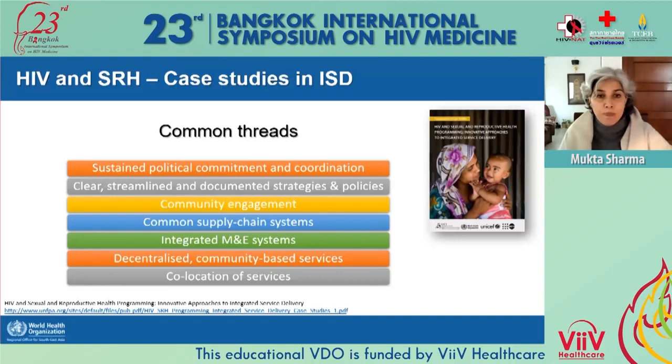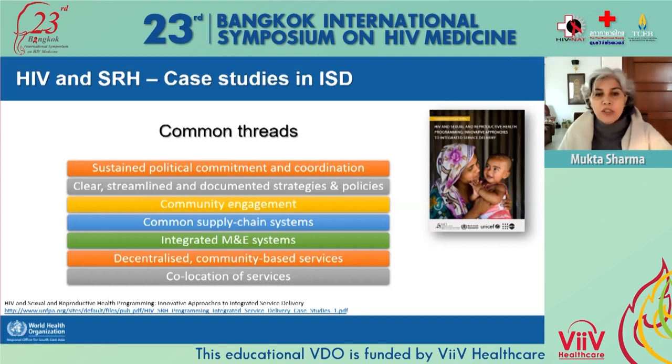And what we saw here was that what is common across both programs in order to build the integration was sustained political commitment and coordination, clear, streamlined, documented strategies and policies. So really writing down clearly what the SOP for integration is, ensuring community engagement, making sure that everybody understands why these programs are being brought together, what is actually helpful to the community when programs are brought together, and learning from them in terms of how they can be the most effective for clients is something which was common to both. A common supply chain system is fundamental.